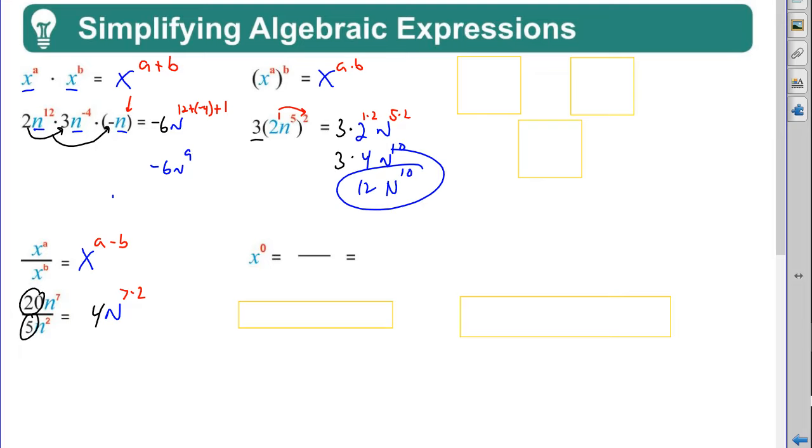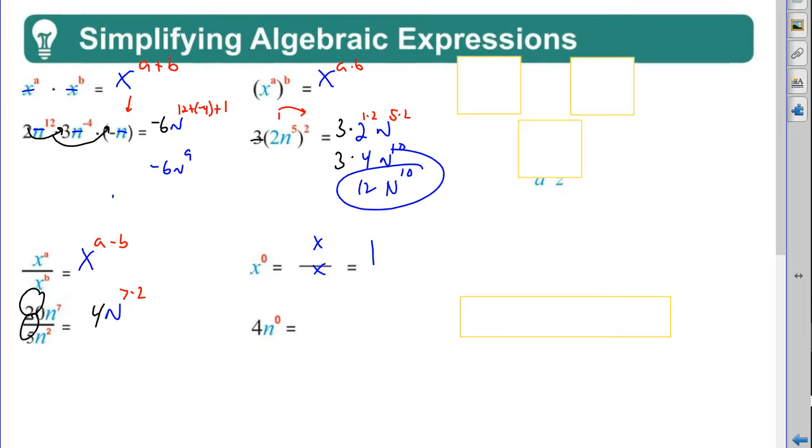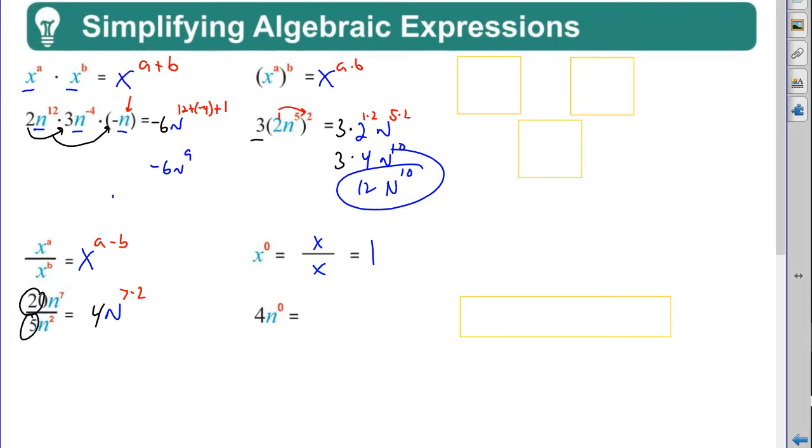All right, remember, anything to the 0 power is 1. Why? Because it's the base divided by itself. Again, be careful to only apply this to its base. So this is a 4 times n to the 0 power, or 4 times 1, which is 4. Be careful on that, right? Only the n is to the 0 power.